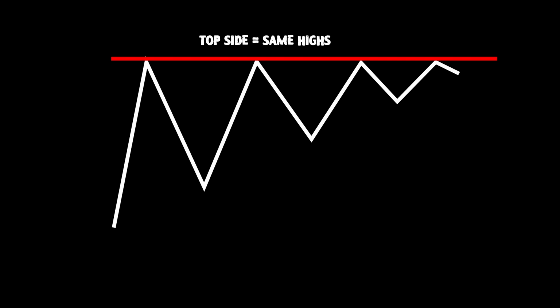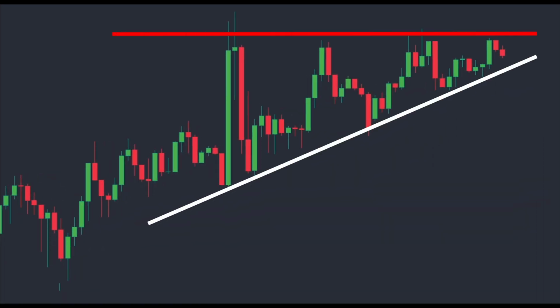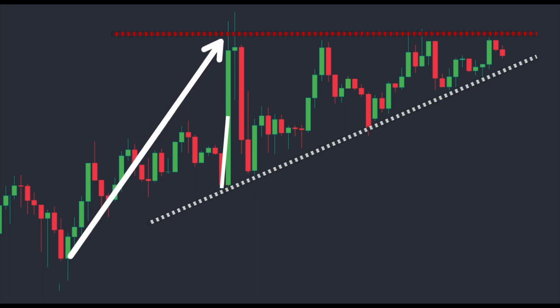So, the top side of the ascending triangle makes same highs and create a horizontal resistance level. The bottom side of the level creates higher lows and allows for an ascending trend line to be placed. This pattern can be formed in both bullish and bearish markets. The bullish ascending triangle starts with an uptrend, followed by the pattern formation.